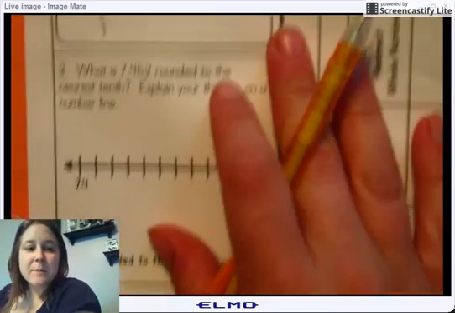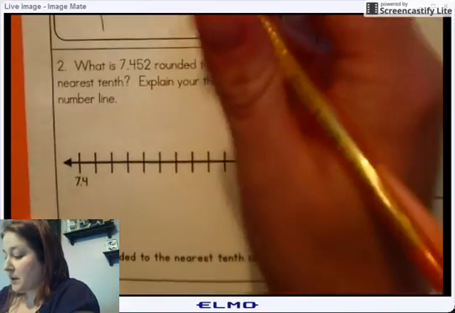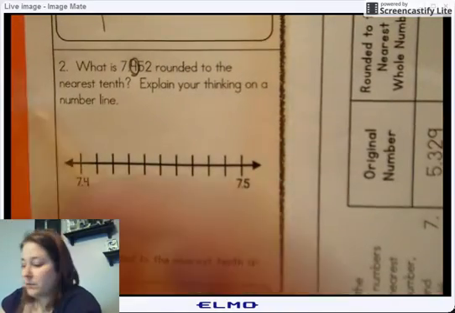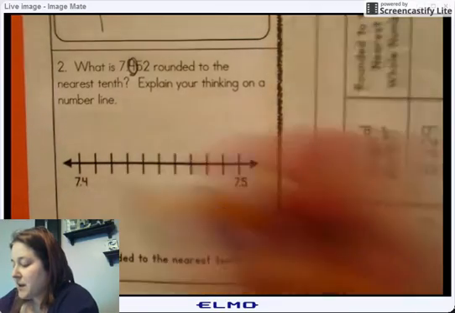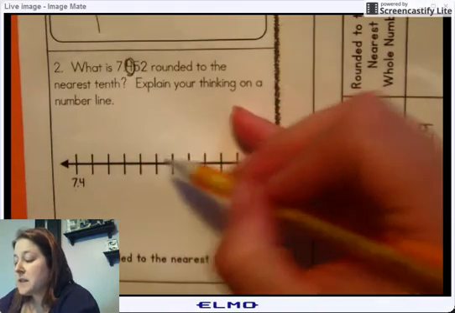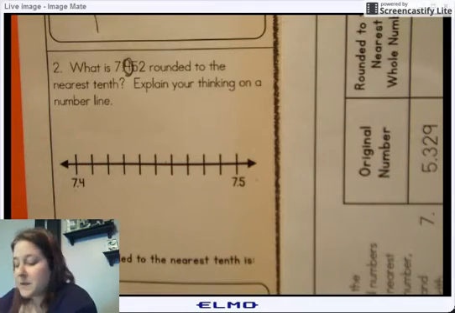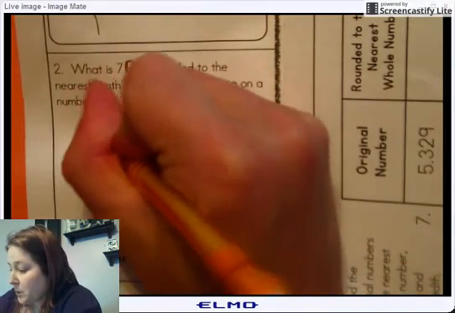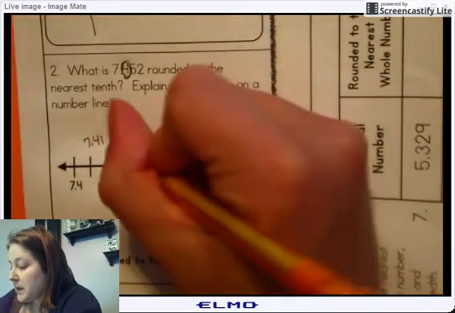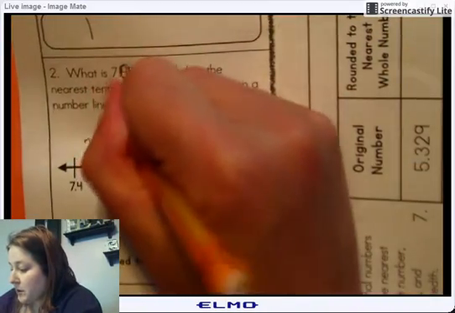Okay, looking at question number 2, what is 7.452 rounded to the nearest tenth? Explain your thinking on the number line. Once again, it says the tenths place, so I like to circle my 4. I'm going to count this so that I can see this evenly. 1, 2, 3, 4, 5, 6, 7, 8, 9. There's 10 in between. So to me, this is saying that this is 7.41. Then this one is 7.42. And 7, oops, I forgot 7. 7.43.